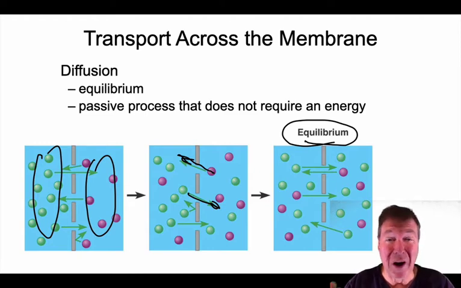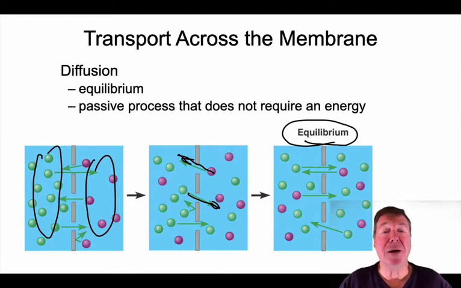This does not require energy. The cell has to spend no energy for this to happen. It happens naturally because of the concentration gradient, going from a high concentration to a low concentration.